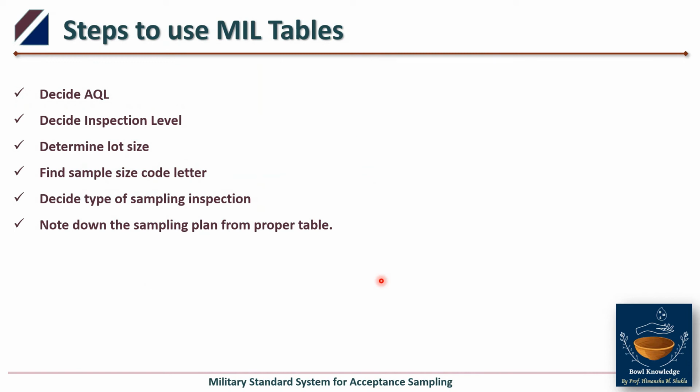What are the steps to use? First of all we have to decide the average quality level, that is AQL. Then we will decide the inspection level 1, 2 or 3, where 1 is half, 2 is normal and 3 is twice. Then we have to determine the lot size. Then from table K we will find the sample size code letter. Then we will decide the type of sampling inspection, whether normal, reduced or tightened. And by noting down all the requirements, we can go to the particular table and select the sampling plan from the proper table.